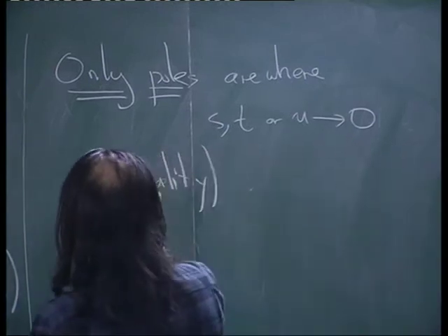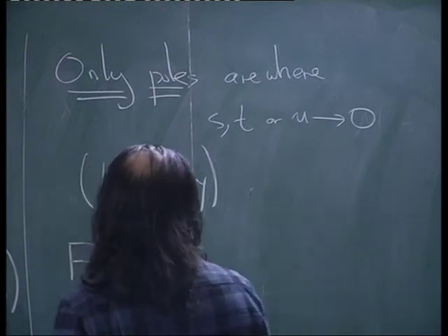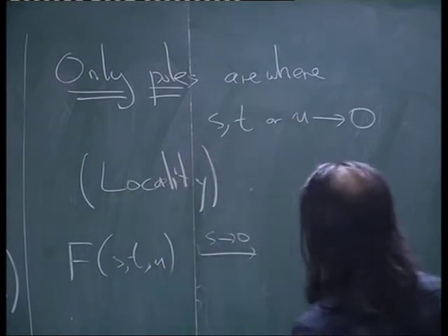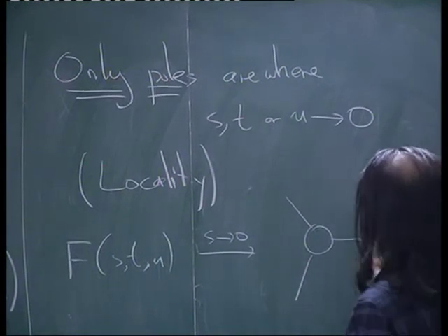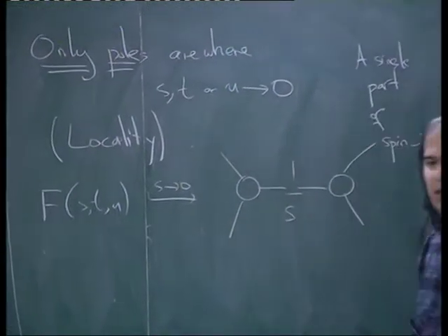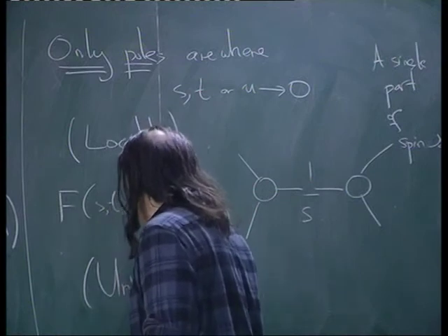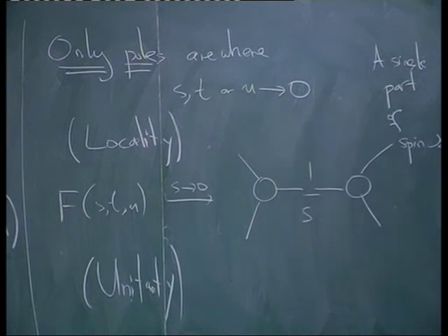And furthermore, there's a fact that on that pole, the residue, F of S, T, and U, let's say as S goes to zero, should factorize into something that looks like a three-particle amplitude on one side, a three-particle amplitude on the other side, and a 1 over S. That's unitarity. So the kind of poles it has and the nature of the residue on the pole are the physical requirements of locality and unitarity, and we can impose them on this guy.